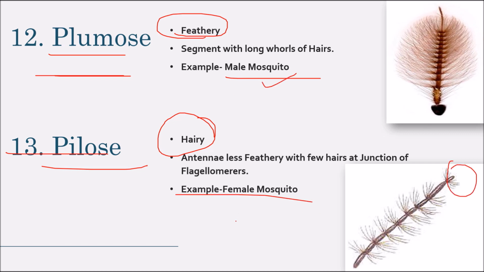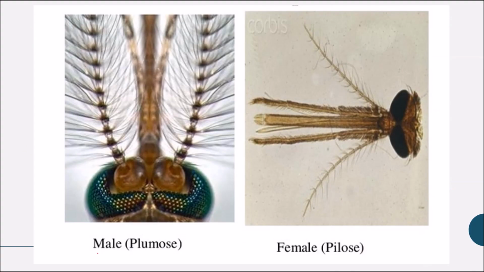So a male mosquito can be differentiated from a female mosquito in terms of their antenna. The male mosquito has plumose while the female mosquito has a pilose structure. You can see very keenly here, this is male, plumose, and this is female, having pilose.